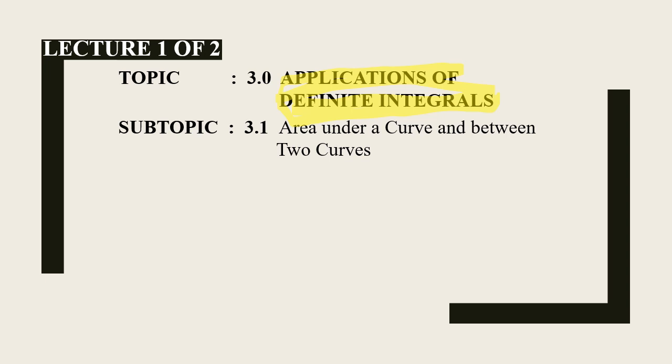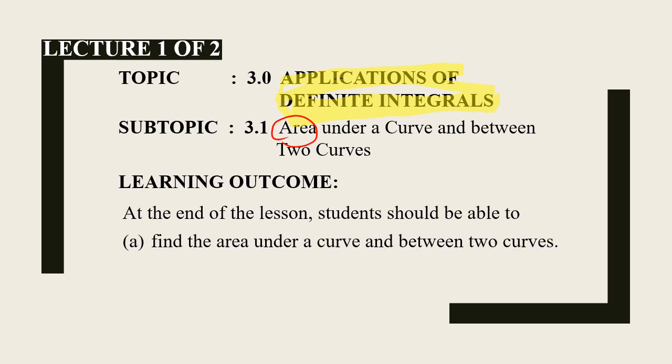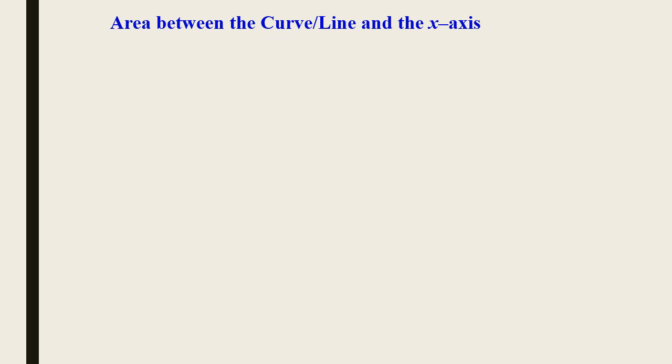For this one we have two subtopics. The first one is the area under a curve and between two curves. So what we want to focus on is area. The learning outcome of this lesson: students should be able to find the area under a curve and between two curves. The first one is under a curve, the second one is between two curves. So we are going to focus on area between the curve or line and the x-axis.